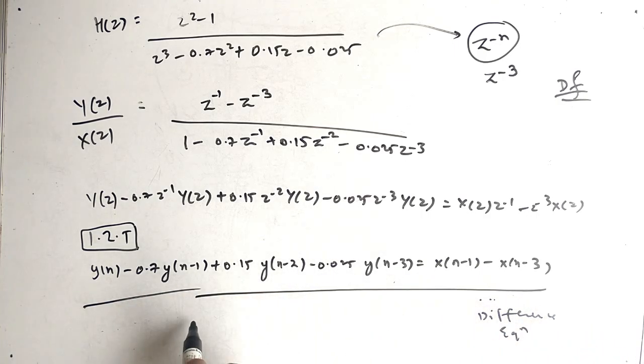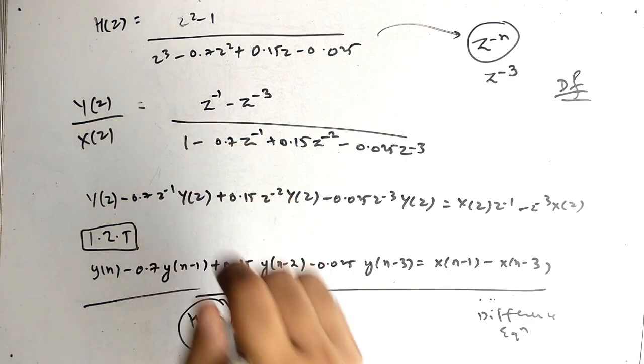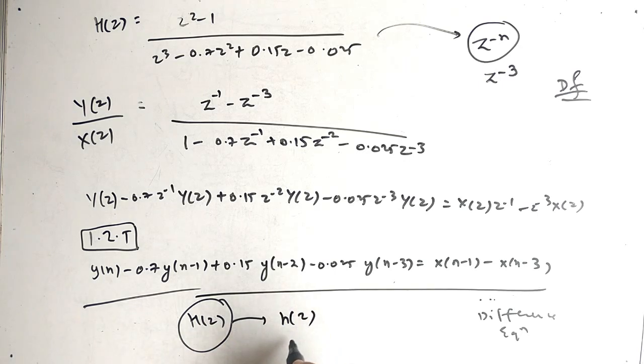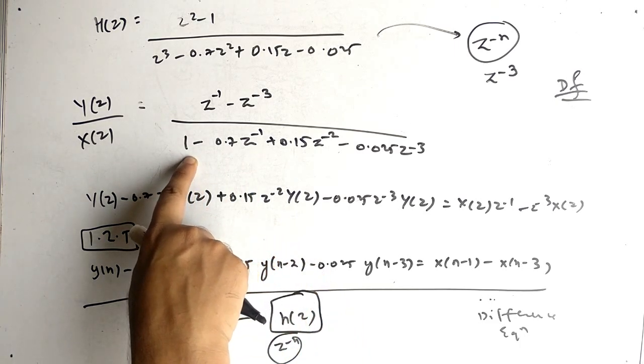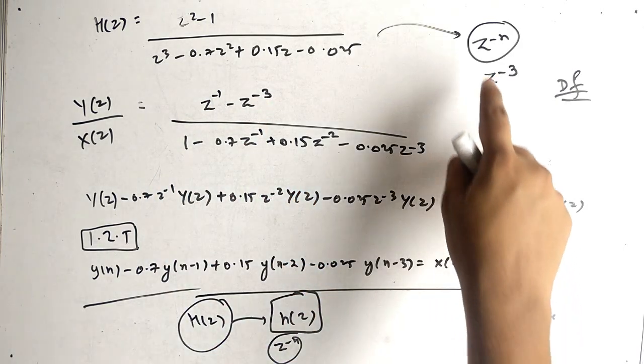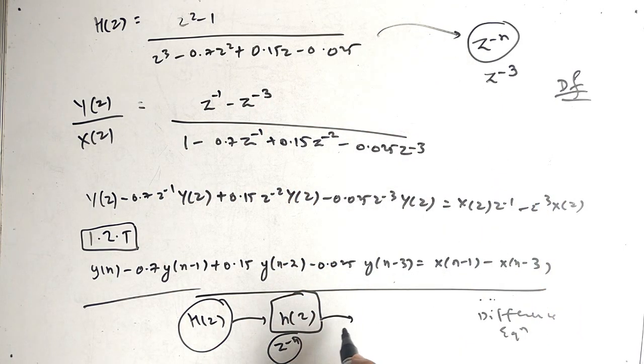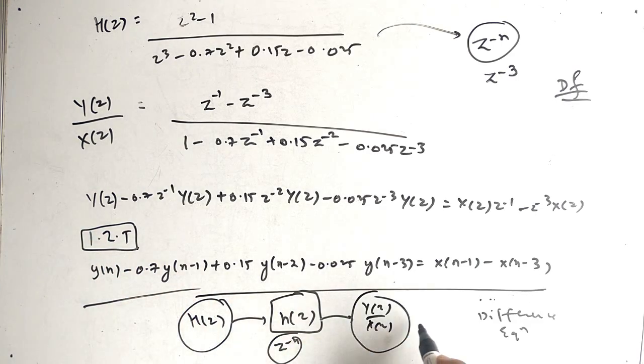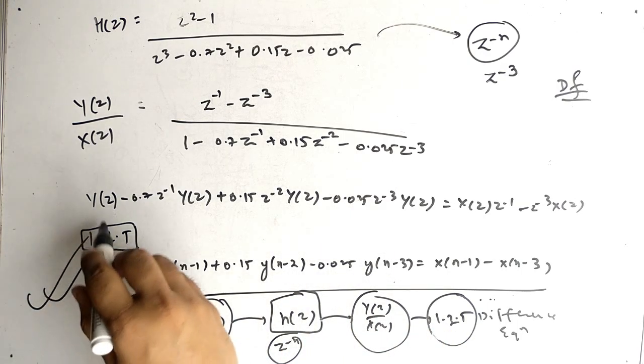So what I have done is first find H(z) in simplified form. After that, go for H(z) which has z to the power -n terms. You can see z to the power -1, z to the power -3, so z to the power -n terms. After that, split H(z) into Y(z) by X(z) and cross multiply. After cross multiplication, use the IZT, inverse z transform, so that you land up at the difference equation.